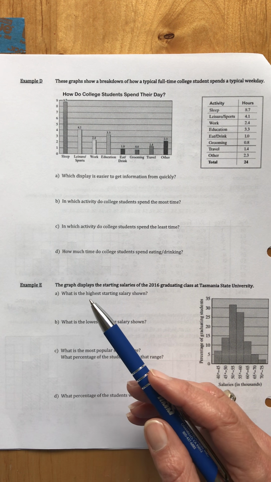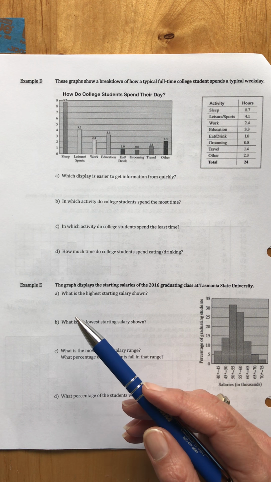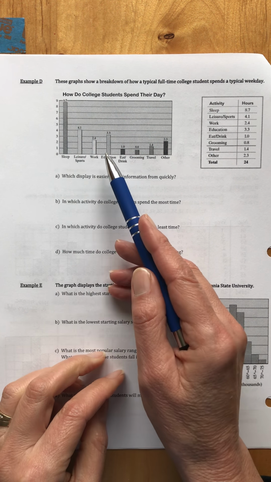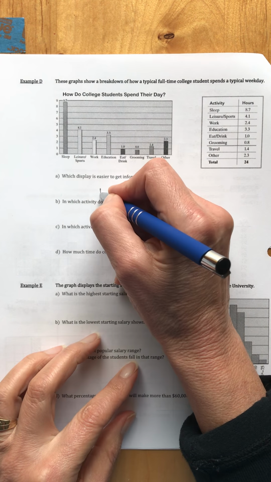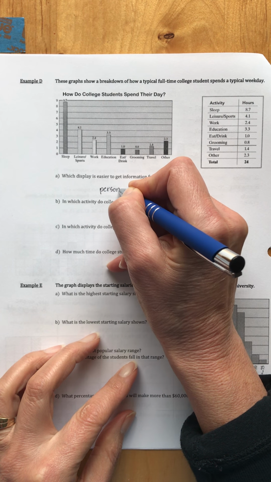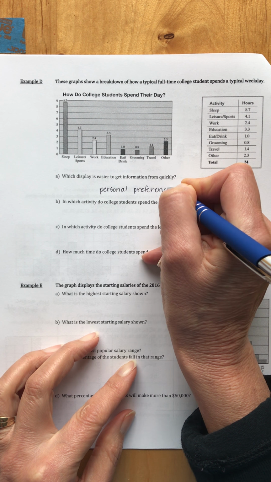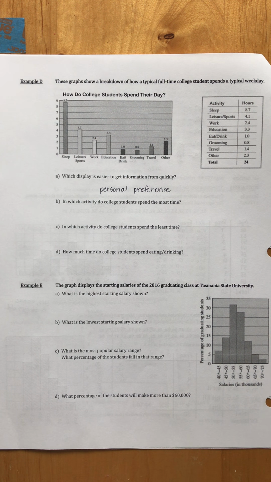Okay, so first of all, when you look at it, which one do you feel is easier to get the information from quickly? So that's kind of a personal thing. Maybe you like the pictures, maybe you like the chart. Either way, it's personal preference here. All right, so now let's go ahead and look at the next question. In which activity do college students spend the most time?